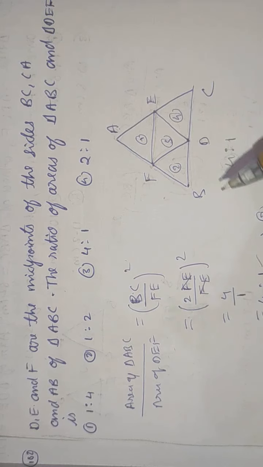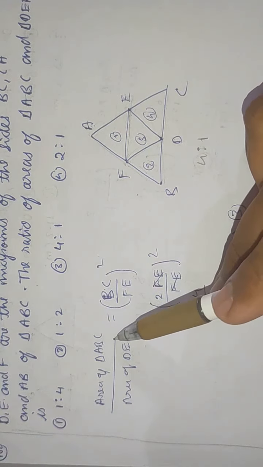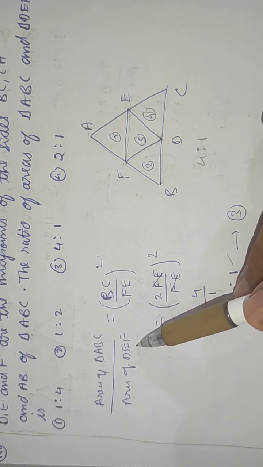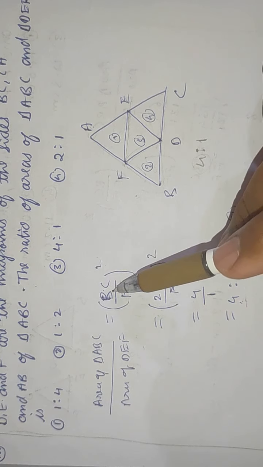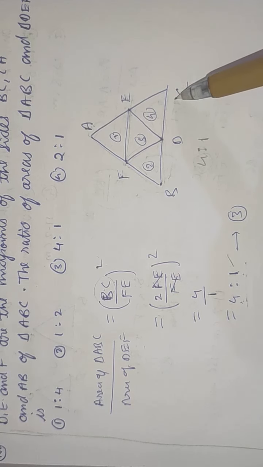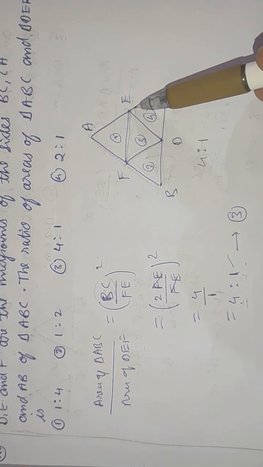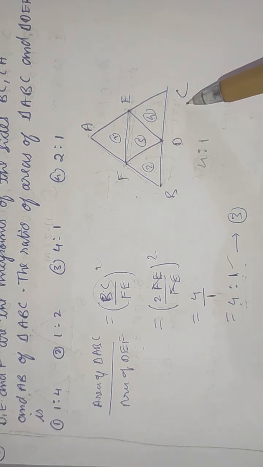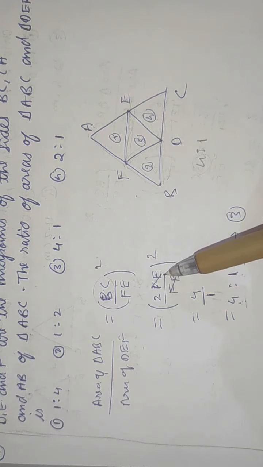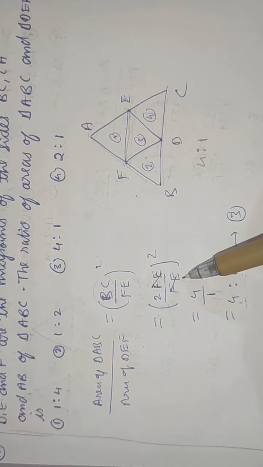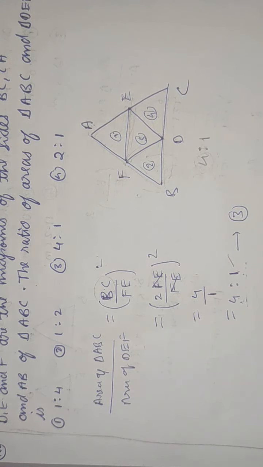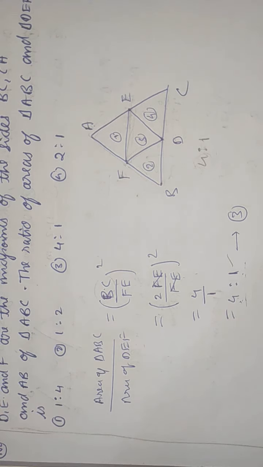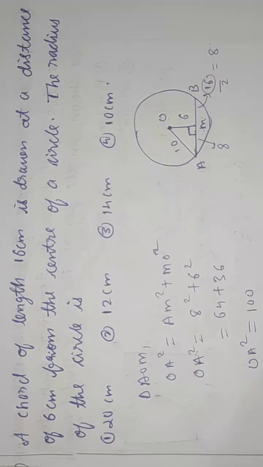Or we can make use of the concept of areas of similar triangles, that is, the ratio of areas of similar triangles will be equal to the square of the ratio of their corresponding sides. So here the side BC will be 2 times FE, or FE will be half of BC. So in place of BC we substitute 2 times FE, FE and FE will cancel, 2 squared is equal to 4. So 4:1 is the ratio of the areas of the two triangles. So option 3 gives us the right answer.